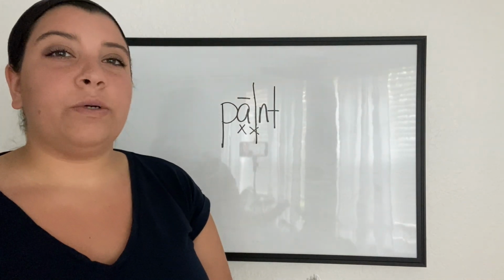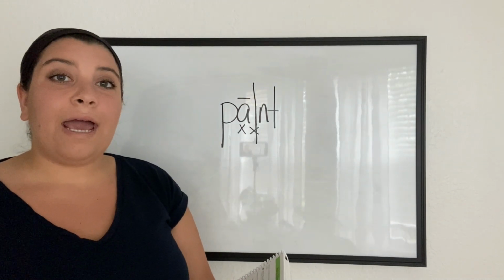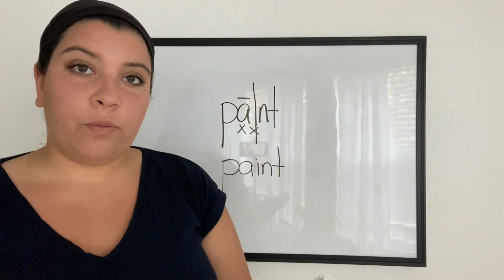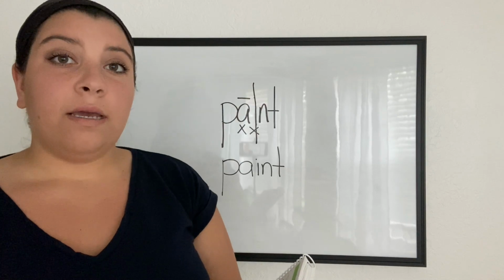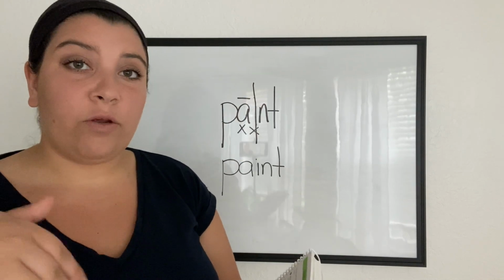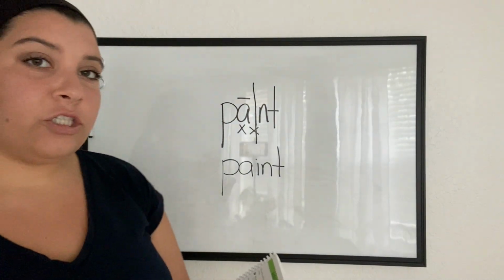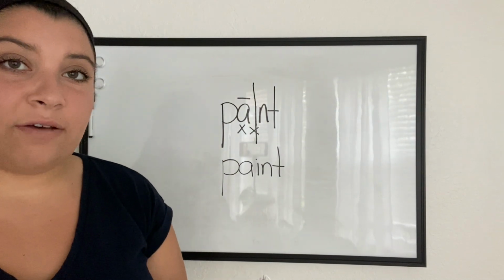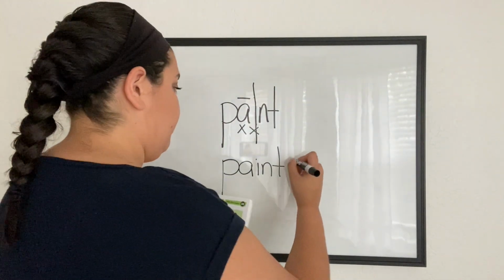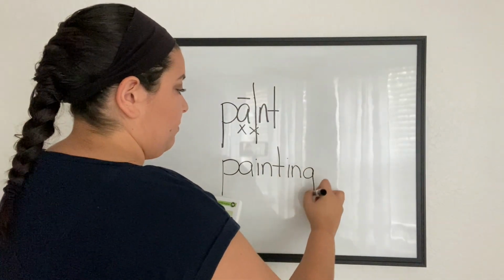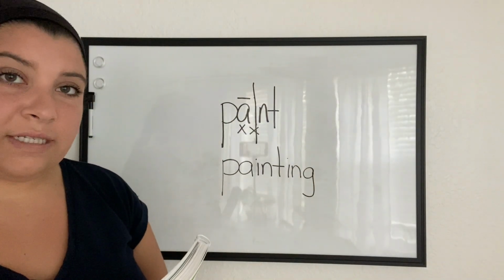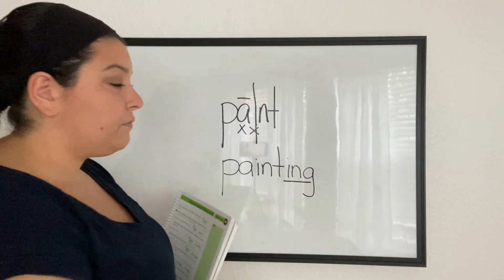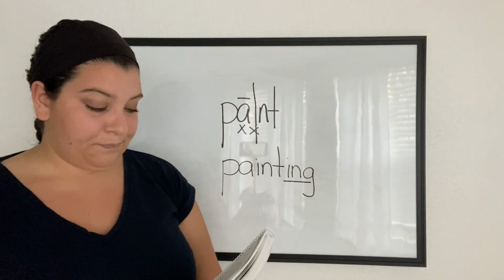I'm going to rewrite the word paint on the board so that we can add a suffix to the end of this word. So I want to turn the word paint into painting, meaning that I'm painting right now. It's happening right now. So all I need to do, because there are 2 consonants at the end of my word, is just add my suffix ing. And now that I've added my suffix ing, all I have to do to mark this word is underline the suffix. So now my new word is painting.